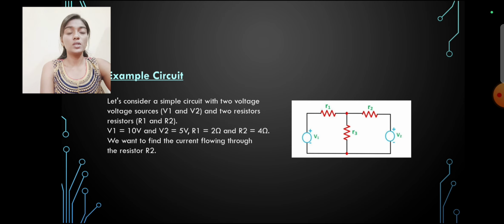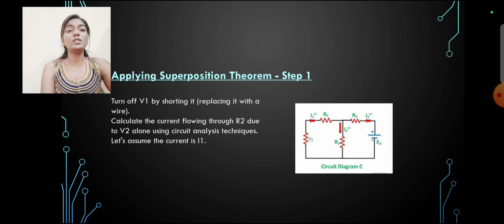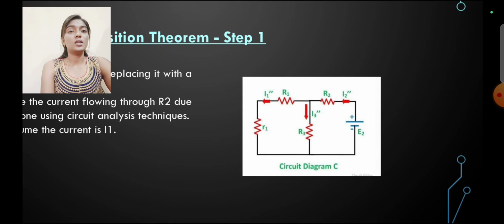Let's move forward to the next step. Applying superposition theorem. Step 1. Turn off V1 by shorting it, replacing it with a wire. Calculate the current flowing through R2 due to V2 alone using circuit analysis techniques. Let's assume the current is I1. You can see in the diagram that V1 is shorted by replacing it with a wire, and the current flowing through it is assumed as I1.